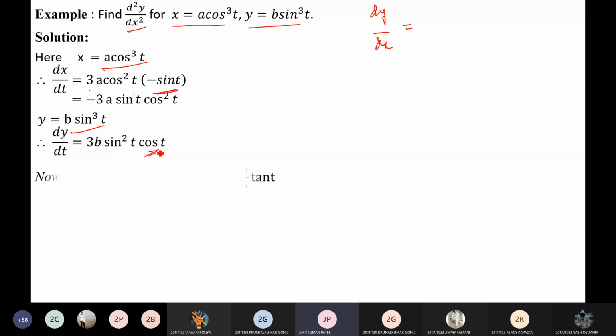Okay, so now what is my dy by dx? dy by dx is equal to dy by dt divided by dx by dt, and therefore if I replace dy by dt here, 3b sin square t into cos t divided by minus 3a sin t into cos square t. If you cancel one sin and cos and 3, then we have minus b by a tan t.